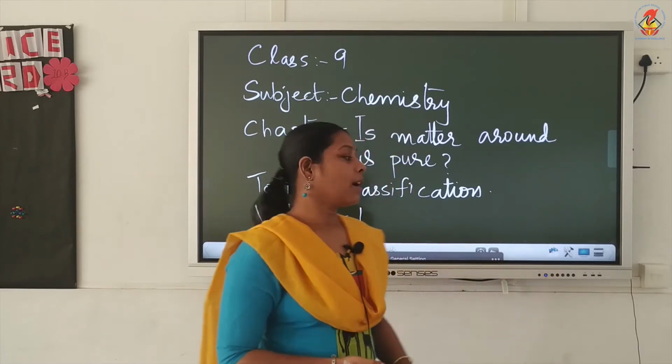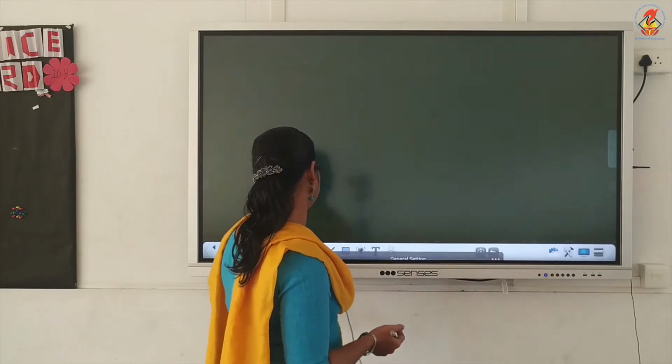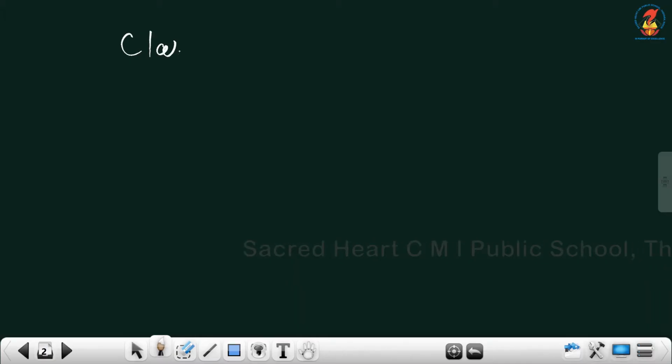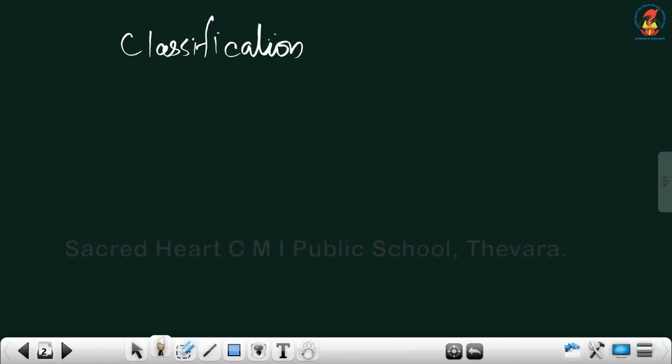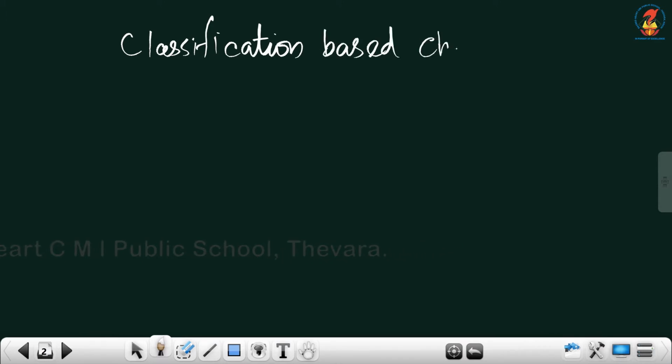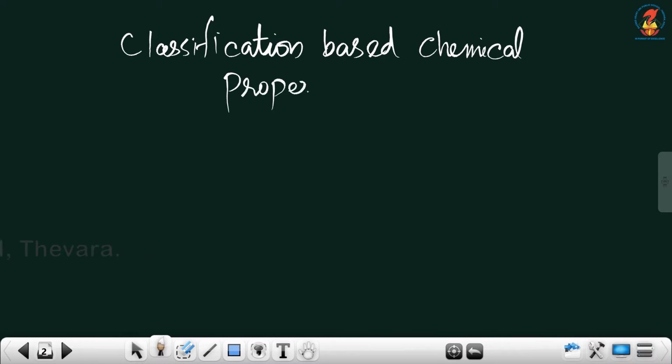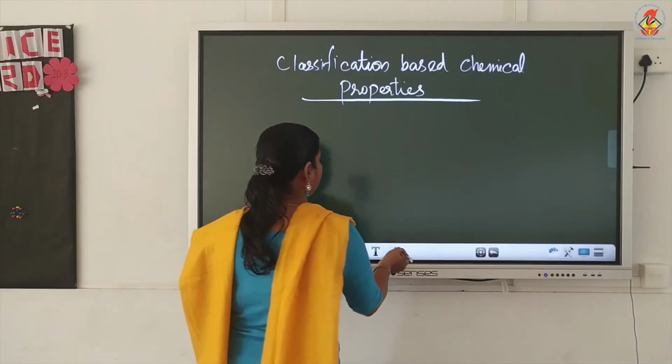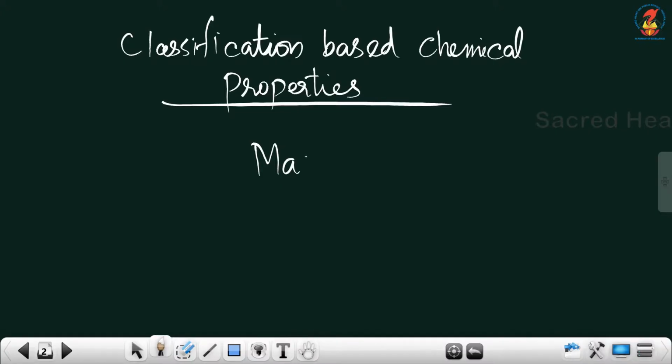Moving to our topic, classification based on chemical properties. Classification of matter based on chemical properties. Now we can see how this matter is classified into different classes.